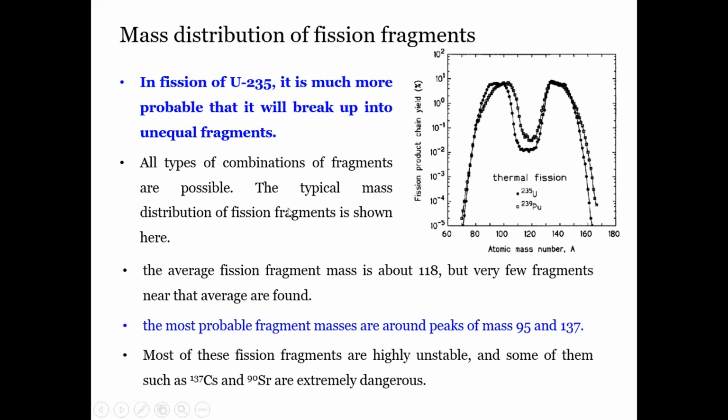So we must keep in view that the mass distribution is of this type, and all the combinations of the fission fragments are possible. Average fission fragment mass is about 118, but very few are formed at 118. Most of the fission fragment masses are peaking around 95 and 137. Most of these fragments are highly unstable, and some of them are extremely dangerous and lethal, such as cesium-137 and strontium-90. They are really very dangerous for human health.